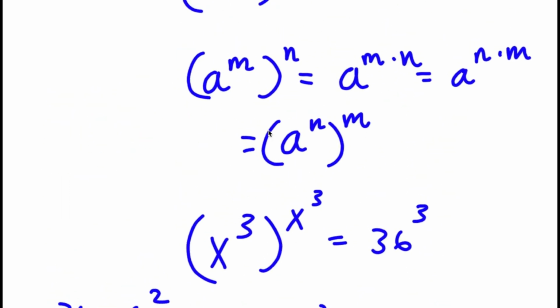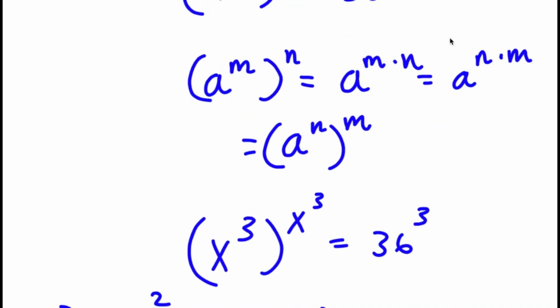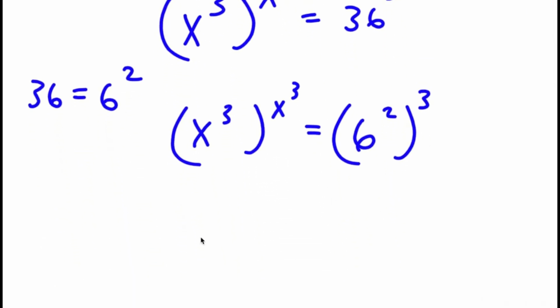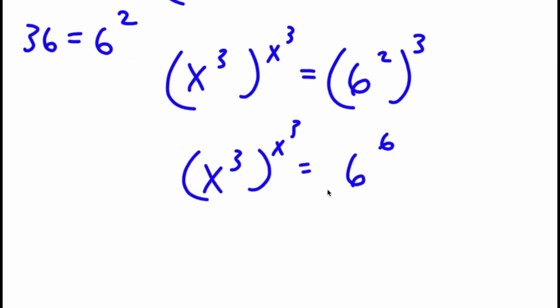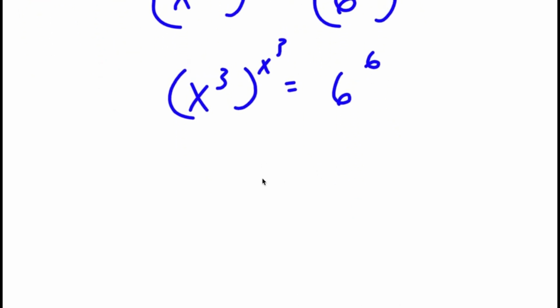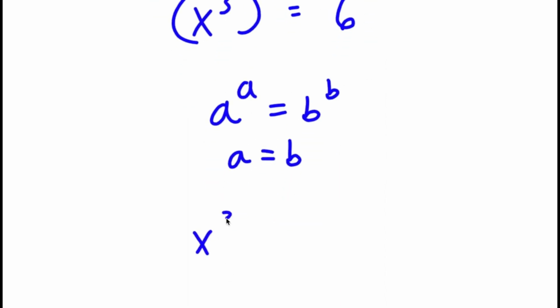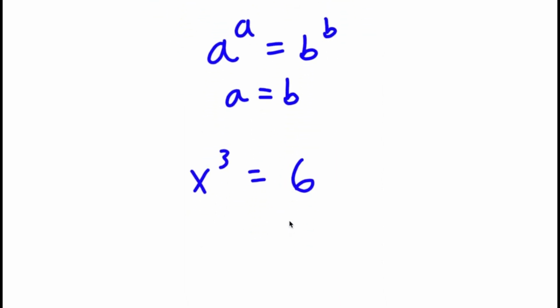Now if I have something in the form a to the power of m to the power of n, this is equal to a to the power of m times n. So 6 to the power of 2 to the power of 3, that's going to equal 6 to the power of 2 times 3, which is simply 6 to the power of 6. Now, if I have something in the form a to the power of a is equal to b to the power of b, this means that a is equal to b. So in this case, x to the power of 3 is equal to 6.